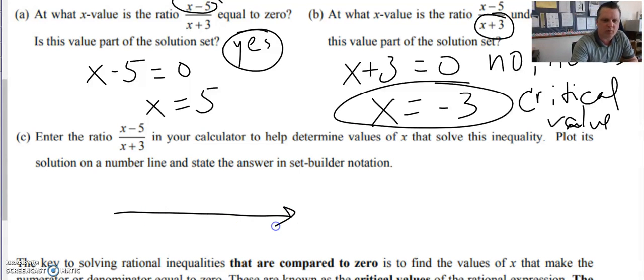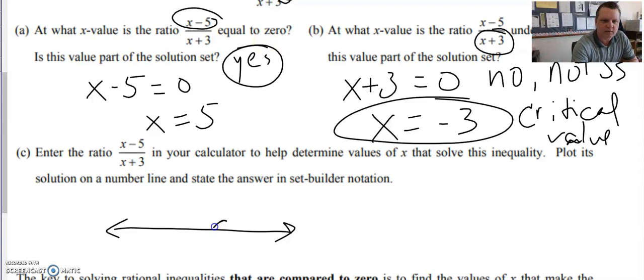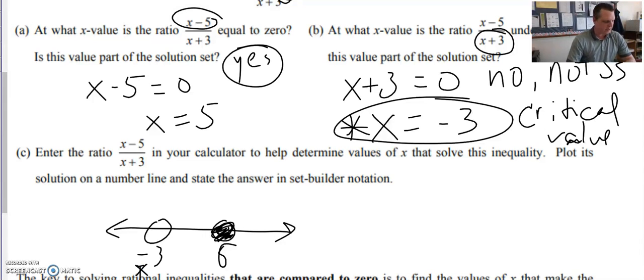Okay, so what we do here is we have a number line. Because of this way up here, greater than or equal to, that 5 will be colored in. Okay, so that's 5. Now you have to account for the critical value, which is negative 3. All right, so we put a little asterisk there. Now we test areas, test zones. Remember we did this when we had the x squared.